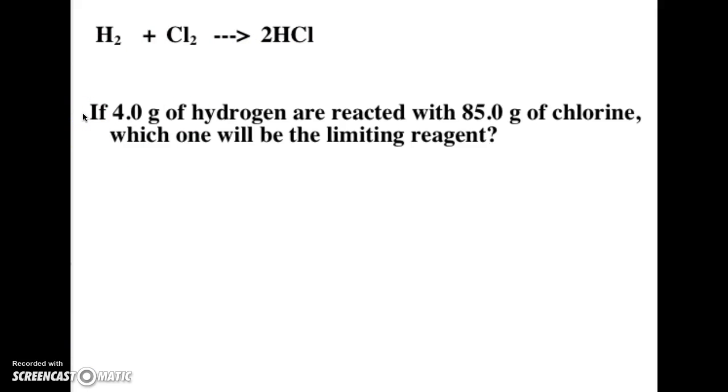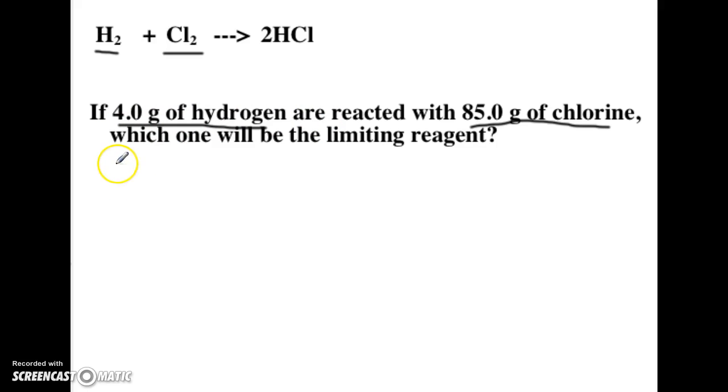And the problem says if 4 grams of hydrogen are reacted with 85 grams of chlorine, which one will be the limiting reagent? Reagent, by the way, is just another term for reactant. So they're items that we're starting with, things on the left side of the arrow. In this type of problem, you're going to be given the amount of each reactant. So we have 4 grams of hydrogen, that's this reactant right here, and we have 85 grams of chlorine, that's this reactant right here.